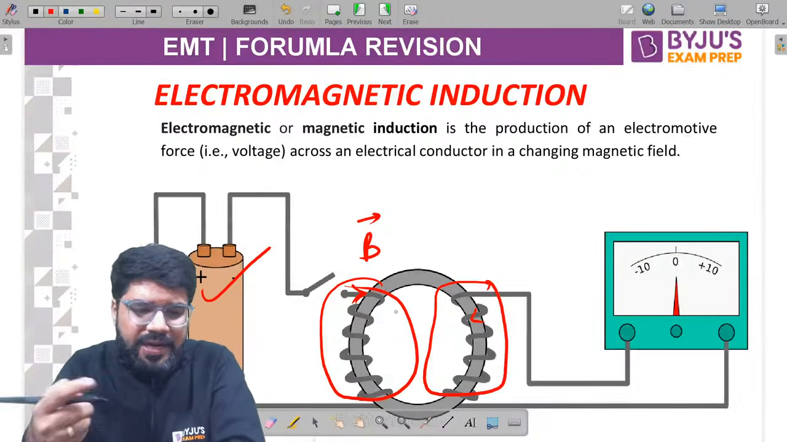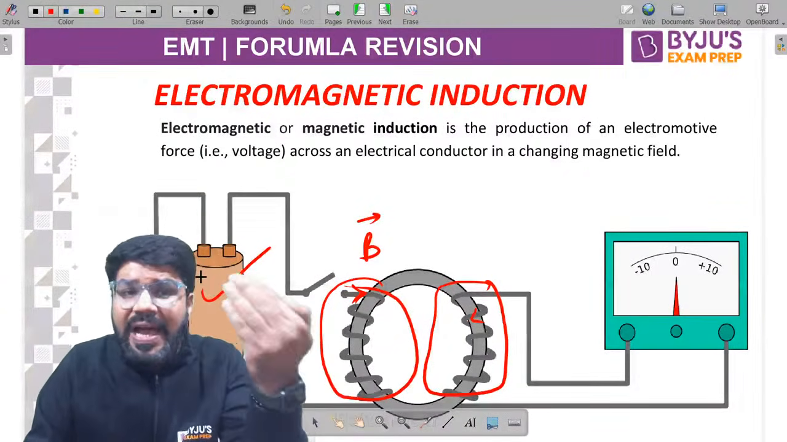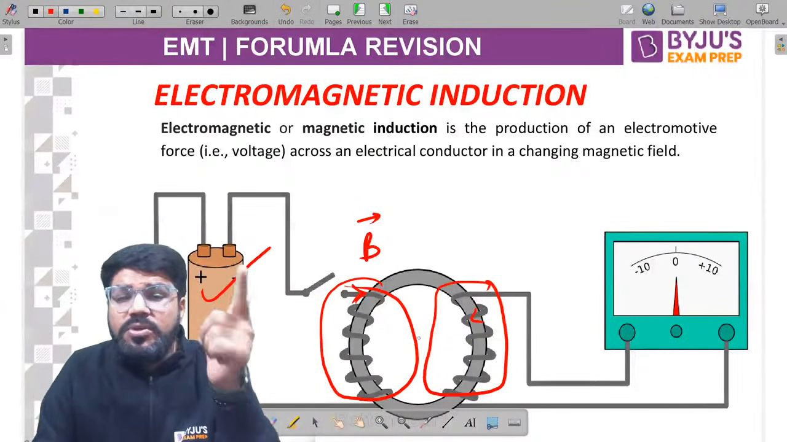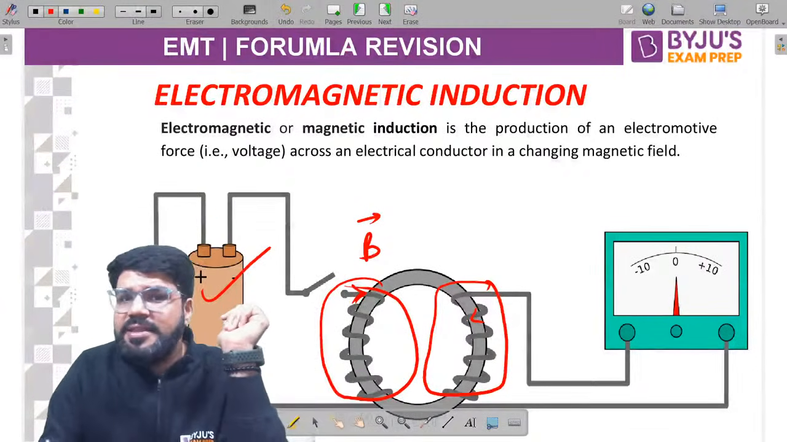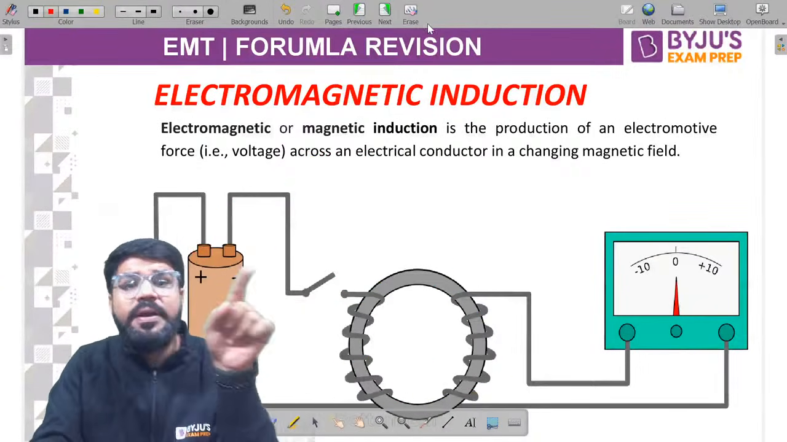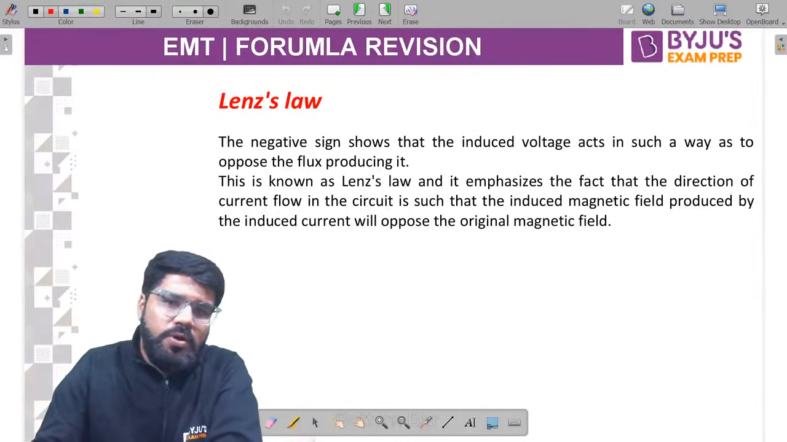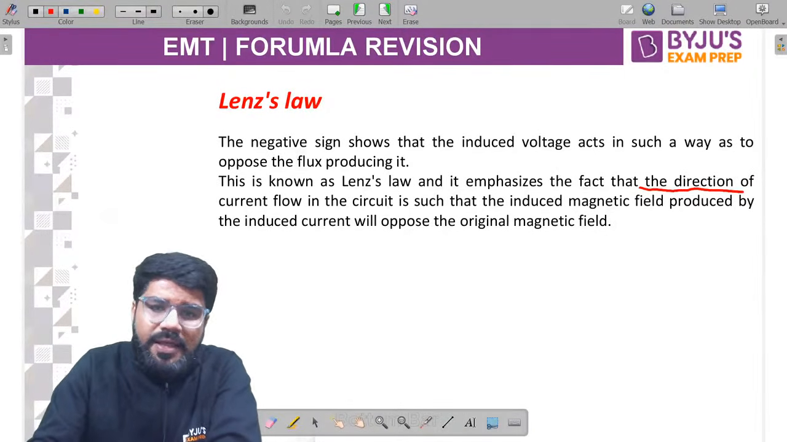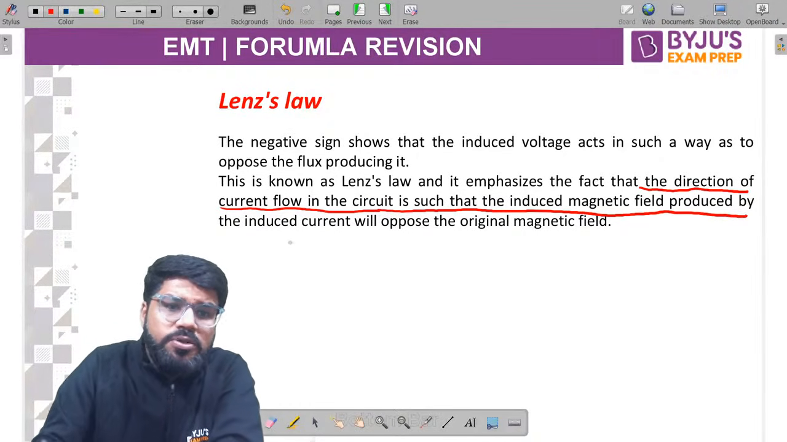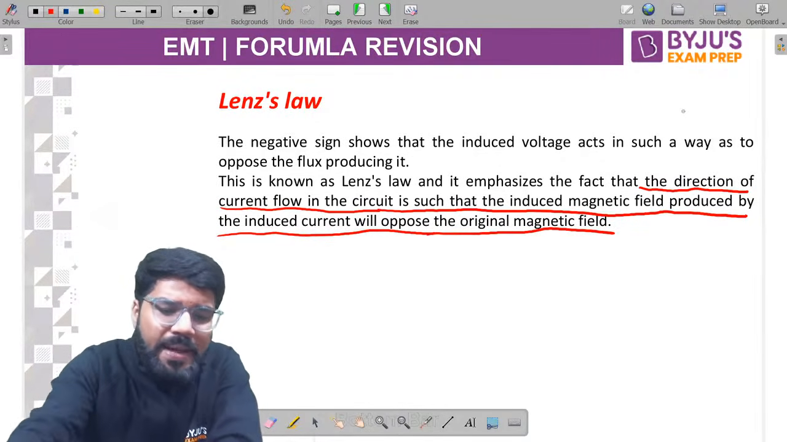Now this induced current, every current will produce its magnetic field. So this induced current will produce another magnetic field, but the induced current will produce a field in the direction that is opposite to the original field, opposite to the field that produced the induced current. That is simply Lenz's law. The direction of the current flow in the circuit is such that the induced magnetic field produced by the induced current is going to oppose the original magnetic field.